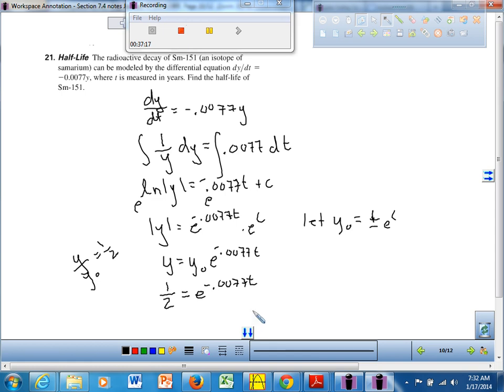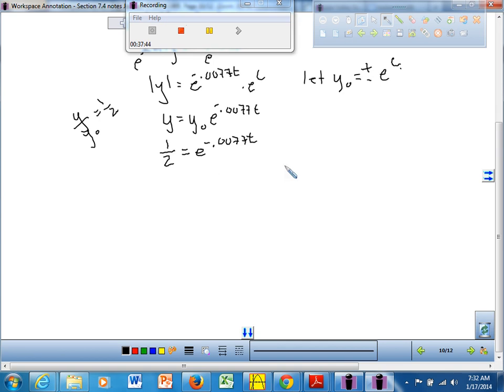Y sub 0 is equal to plus or minus C. See if I can write that a little clearer. Plus or minus. All right, solve please, and tell me what we get for our half-life. How much? 90.019 years? Got it.